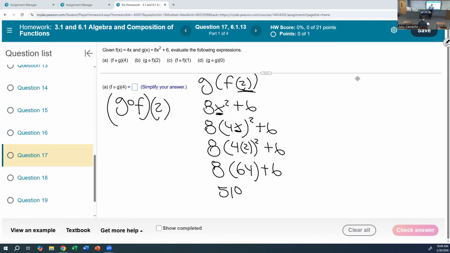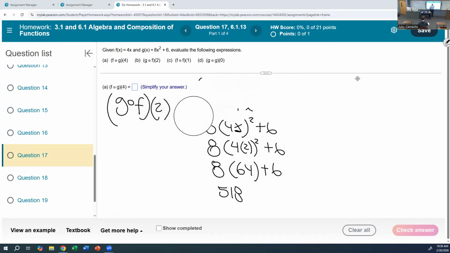518. That is the final answer. You have to follow the steps. You have to do more practice.